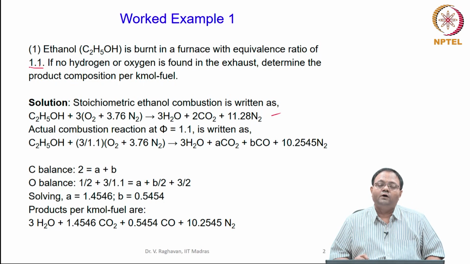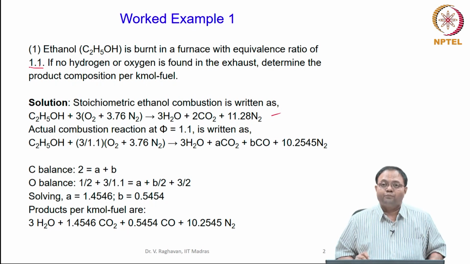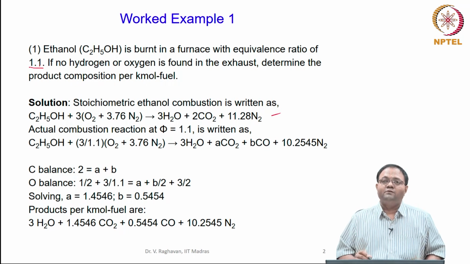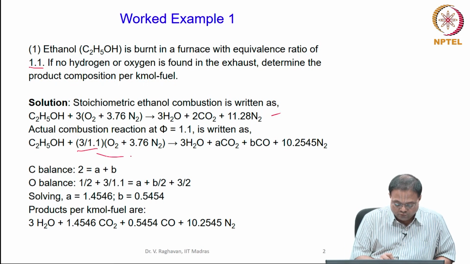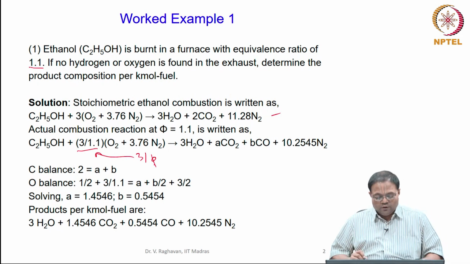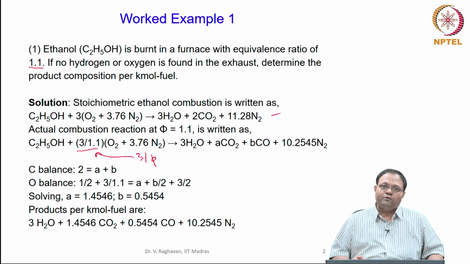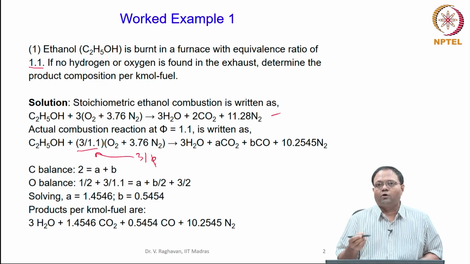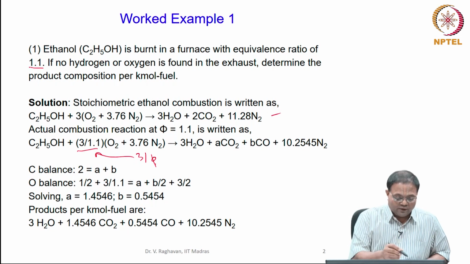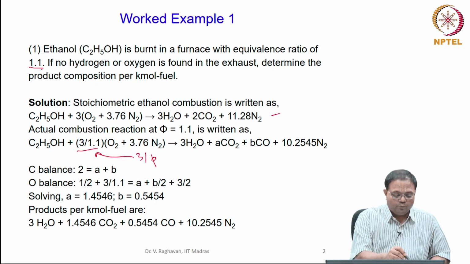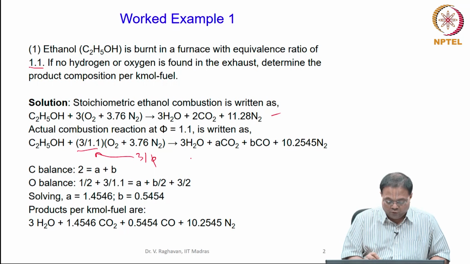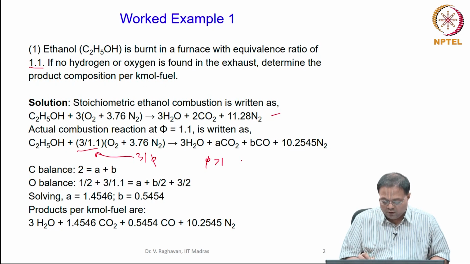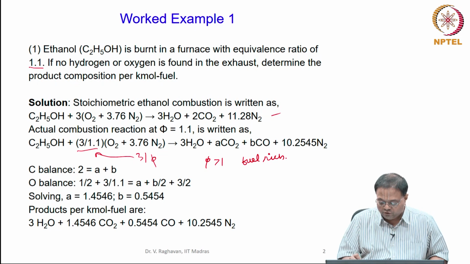That means you are not supplying the stoichiometric air. The air supplied is 3 by 1.1, so this is actually 3 by phi. Okay, so that is the amount of air which is supplied. You can see that if phi is less than 1, you will supply more air than the stoichiometric quantity. Now in this case, since phi is 1.1, that is greater than 1, so phi greater than 1, then you get a fuel rich mixture.